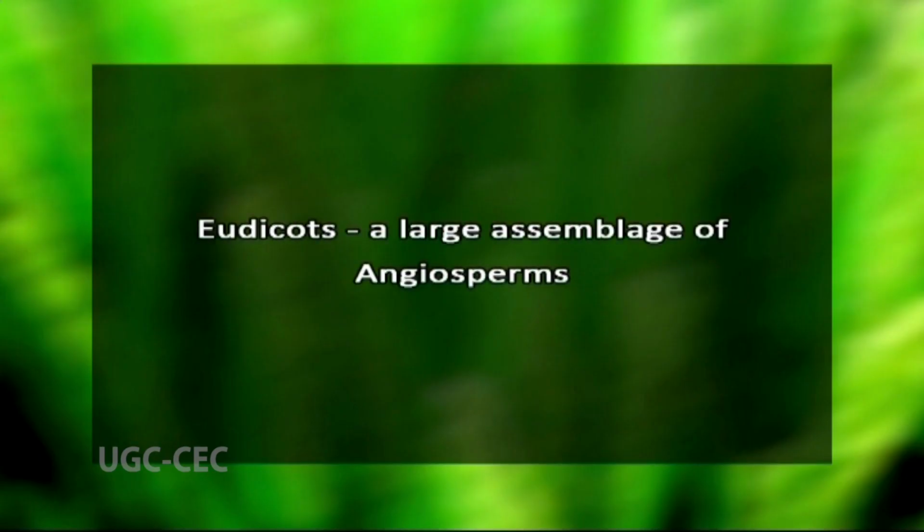All these orders have been recognized under the monocots. The fourth group of angiosperms is called eudicots. Eu means here the true dicots. It's a large assemblage of angiosperms which is characterized by many apomorphies. Apomorphies means the sheer derived characters.